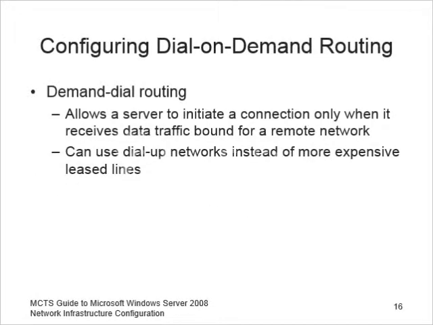Routing and Remote Access also includes support for demand-dial routing, also known as dial-on-demand routing. When the router receives a packet, the router can use demand-dial routing to initiate a connection to a remote site. The connection becomes active only when data is sent to the remote site. The link is disconnected when no data has been sent over the link for a specific amount of time.